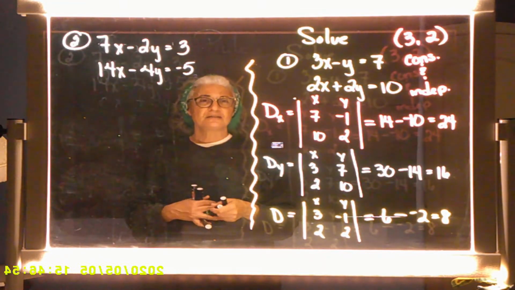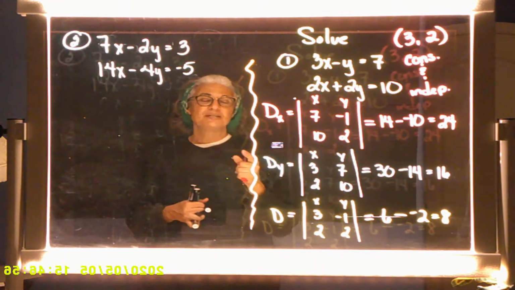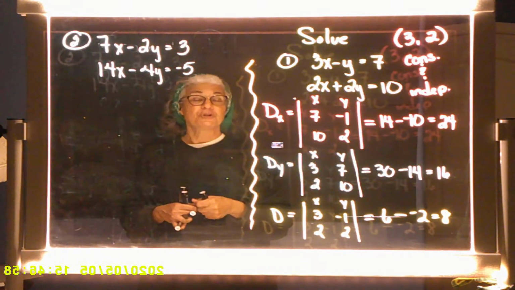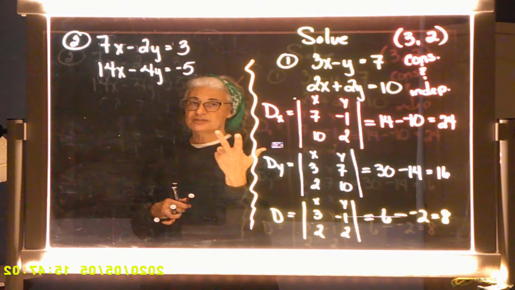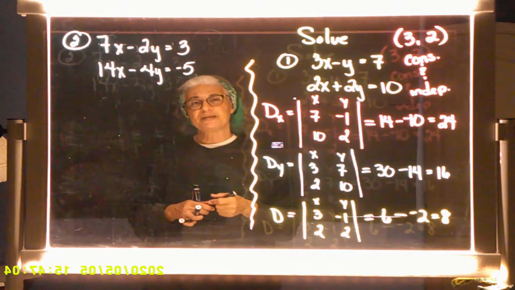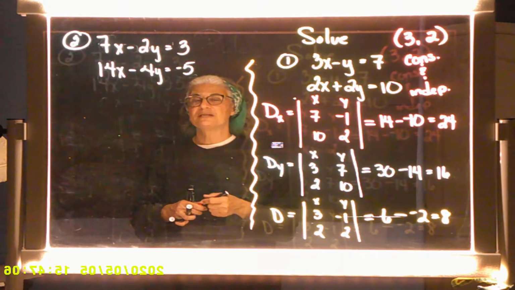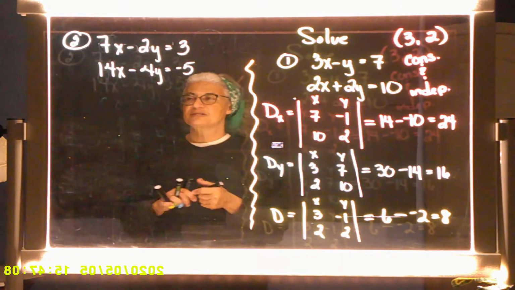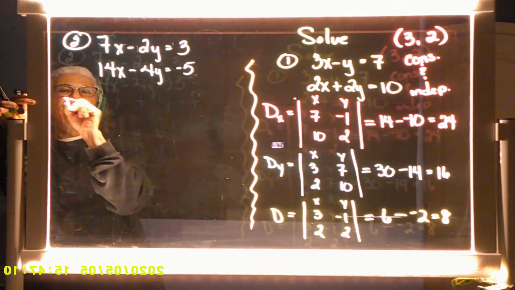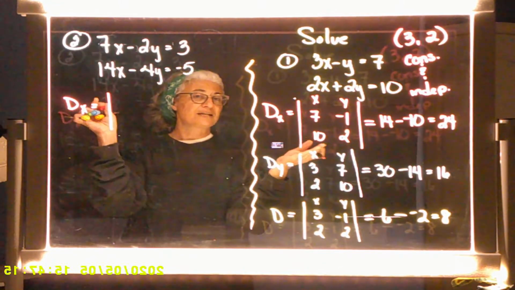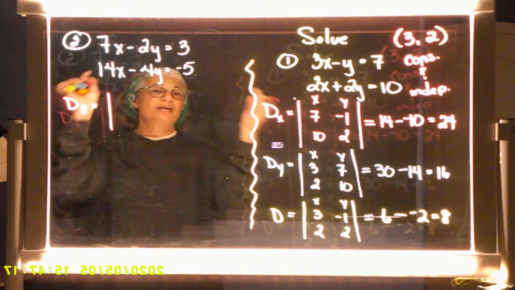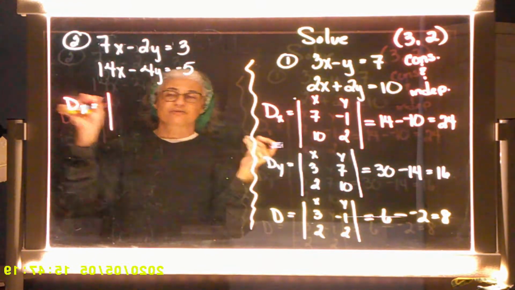How many matrices are we going to set up? Good, 3. One for x, one for y, and then the main determinant. And these matrices need to be, that's right, square matrices. So let's set up the one for x. And it's going to be a 2 by 2 because that's all the information I have. I don't have enough to fill in a 3 by 3.